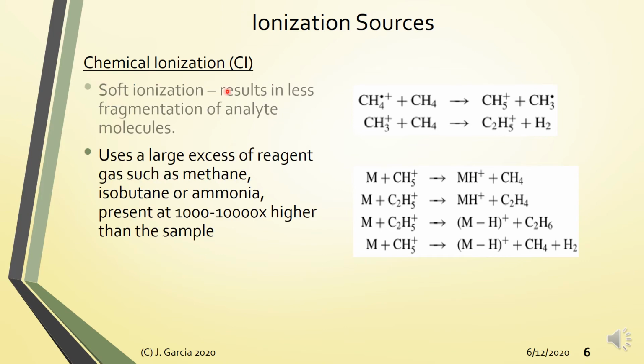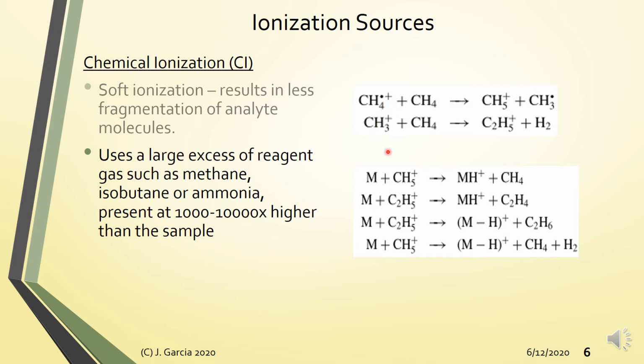Basically, here we use a reagent gas. There is a large excess of a reagent gas, usually present at around 1,000 to 10,000 times higher concentration than the sample. Examples of this reagent gas are methane, isobutane, and ammonia. What we do is we also have a weaker electron beam, which initially ionizes your reagent gas.